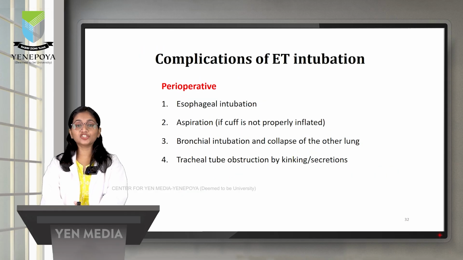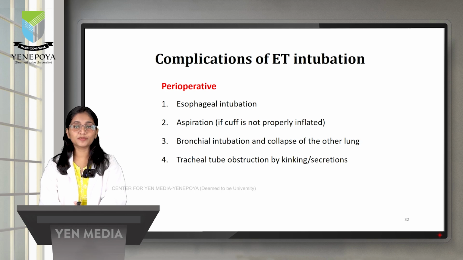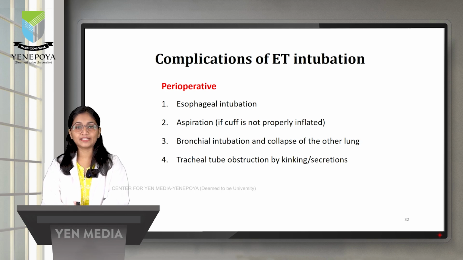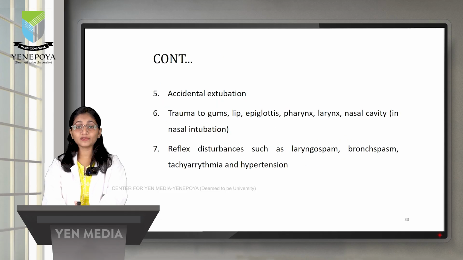What are the complications of endotracheal intubation? So we have the perioperative complications, which include esophageal intubation, which is most common. If the endotracheal tube is blindly inserted, there is a high chance that it will go into the esophagus rather than the trachea. Aspiration: if the cuff is not inflated properly, then there is a risk of aspiration. Bronchial intubation and collapse of the other lung. Tracheal tube obstruction by kinking or secretions.